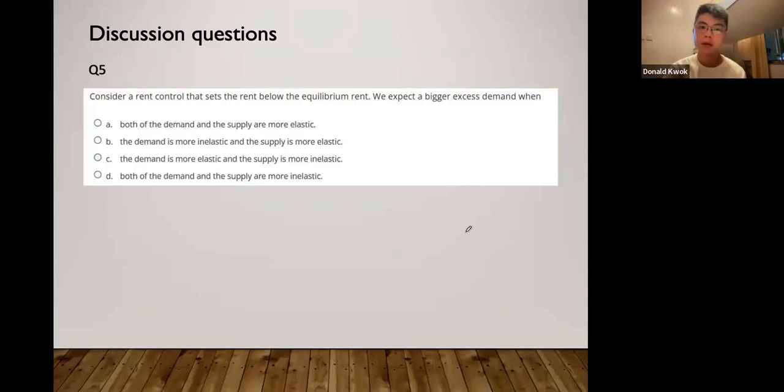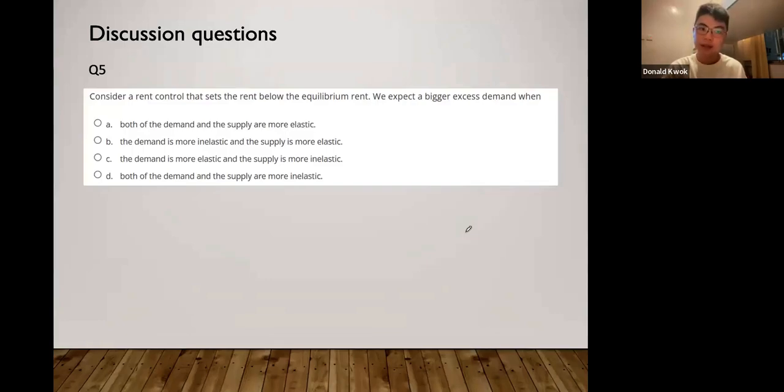Okay, so we are going to determine whether we can see a bigger excess demand under what case of elasticity of demand and supply. When there's an effective rent control set below the equilibrium rent, then the price will drop, right? And by the meaning of elastic, with the decrease in price, the quantity demanded would increase a lot, while the quantity supplied would decrease a lot. So this is what it means by an elastic demand and supply.